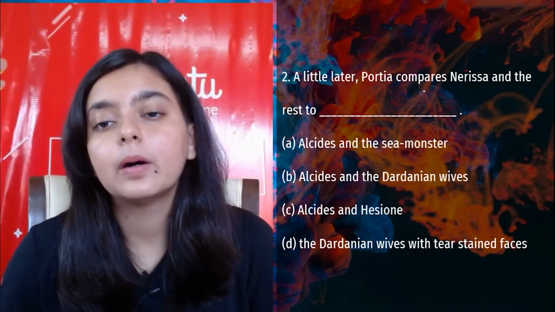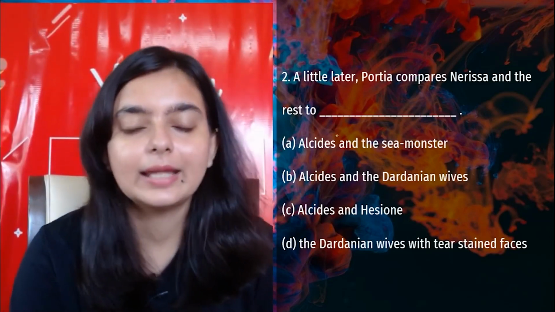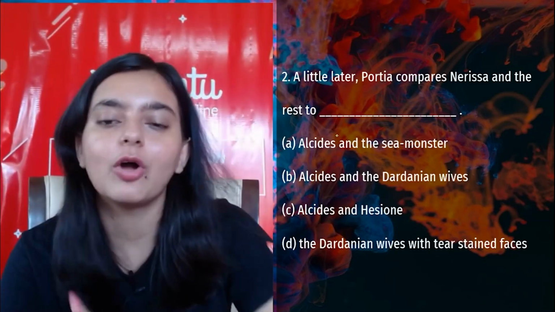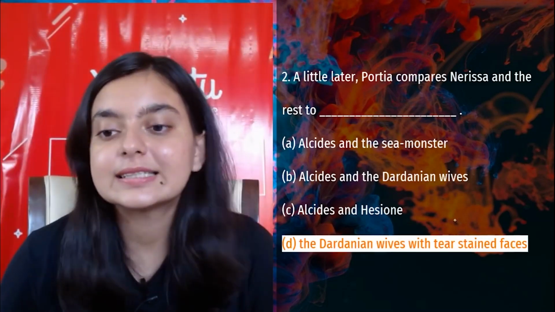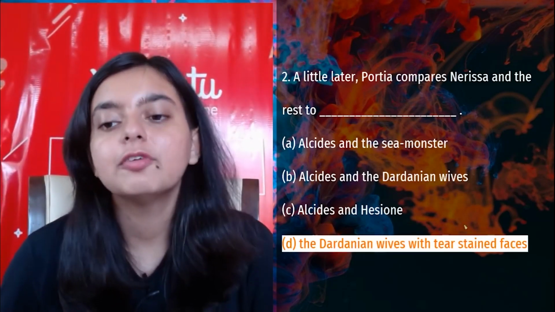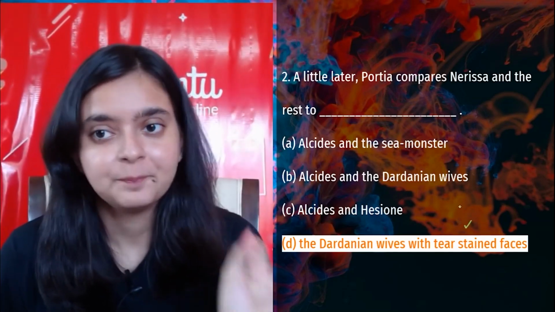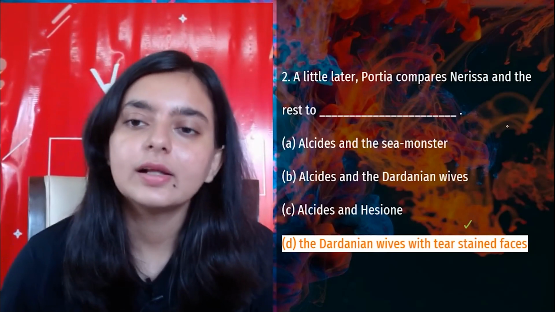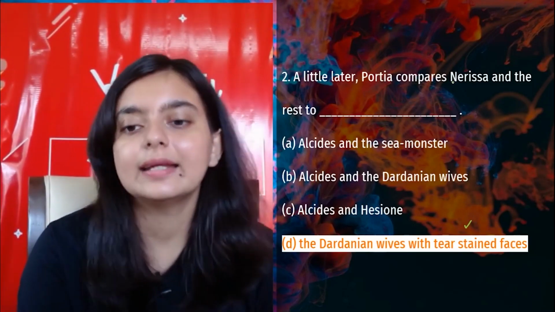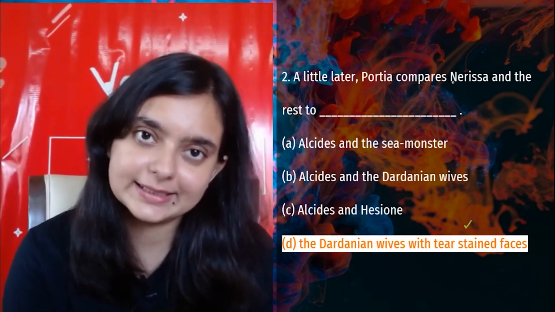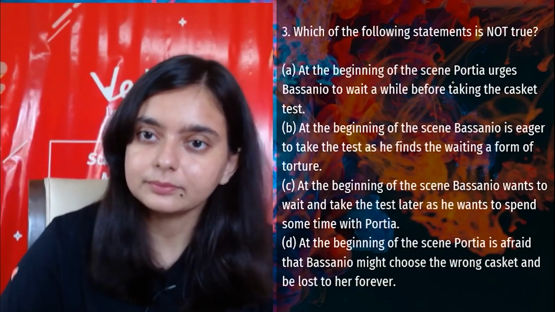A little later, Portia compares Nerissa and the rest to, okay, this is a new one, I have not yet discussed this, the Dardanian wives with tear-stained faces. The casket scene is also very, very important, guys. When I would be doing that part, I would be discussing that.